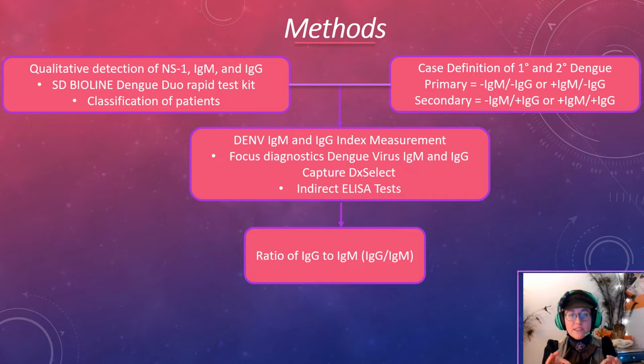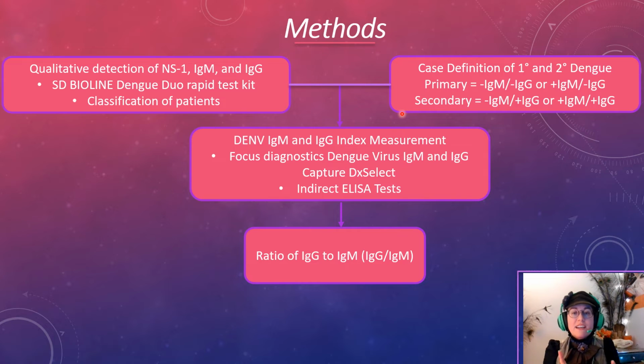Now, in order to determine whether or not somebody was actually infected with the Dengue virus, the researchers had the patient's blood undergo SD Bioline Dengue Duo Rapid Test Kit, which is a qualitative detection of NS1, which is a viral antigen produced by the dengue virus, as well as a detection of IgM and IgG antibodies. Now, these antibodies were then used to classify the patients as having either primary or secondary infection. Now, the researchers defined primary infection as having negative IgM or negative IgG antibodies, or positive IgM with negative IgG antibodies within the first 3 days of symptom onset.